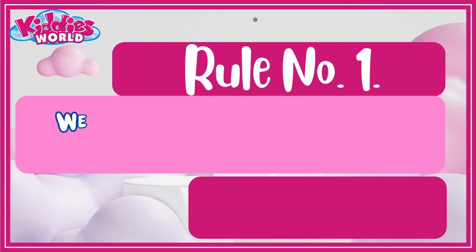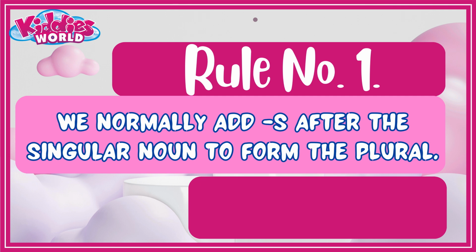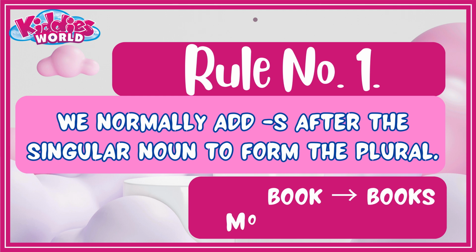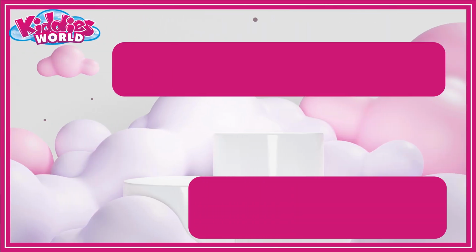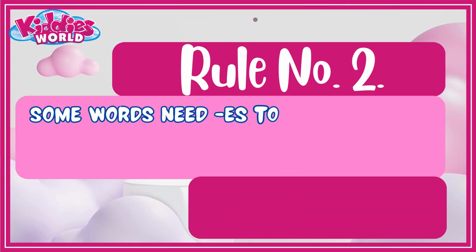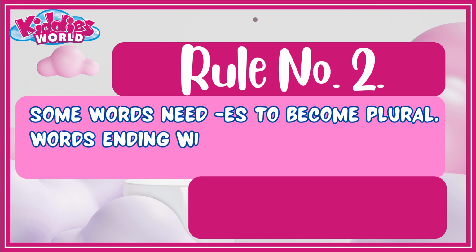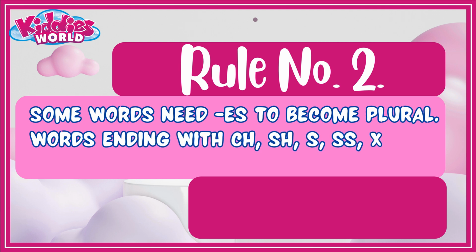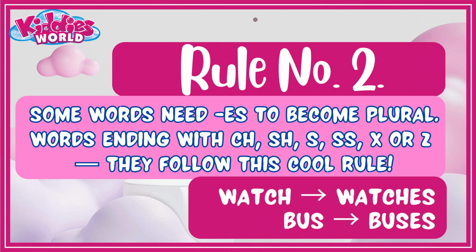Rule number 1. We normally add s after the singular noun to form the plural. Book becomes books. Month becomes months. We just add s at the end. But wait, we have one special rule. Rule number 2. Some words need es to become plural. Words ending with ch, sh, s, double s, x, or z, they follow this cool rule. Watch becomes watches. Bus becomes buses.